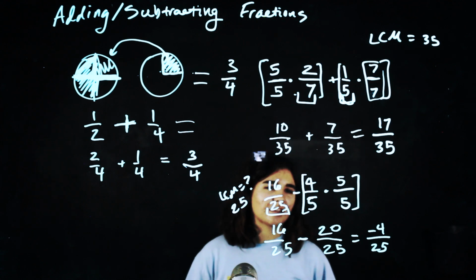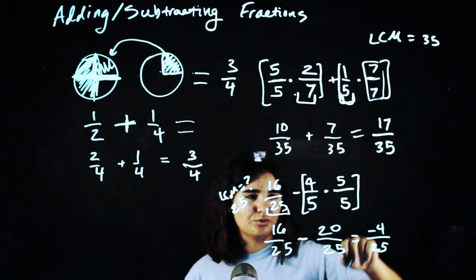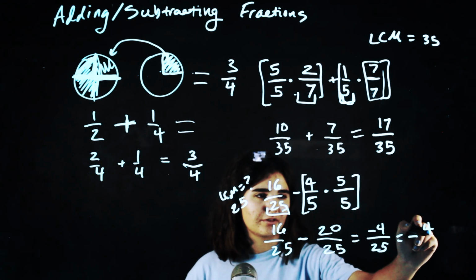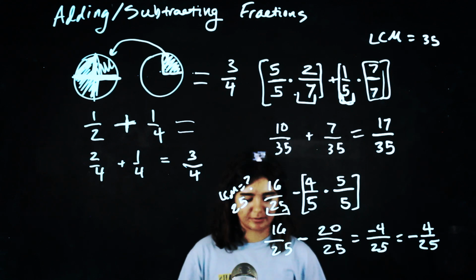And usually when you have a negative fraction, it's customary to write the negative either in the numerator or just in front of the fraction, but generally not in the denominator because it's a bit more confusing.